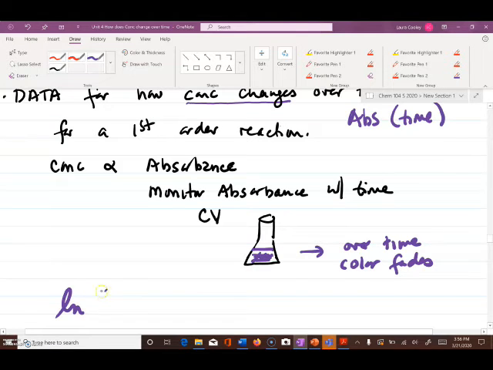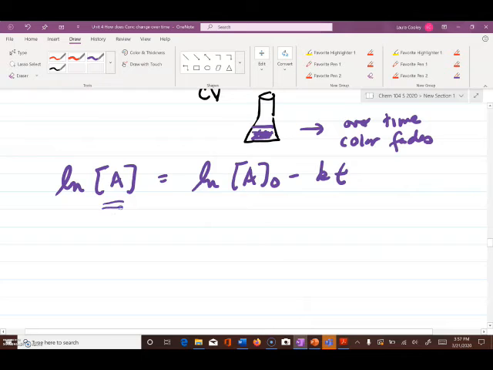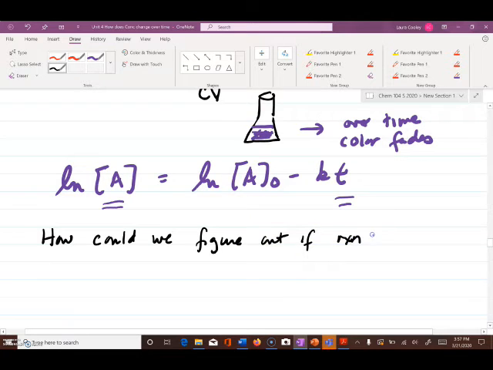The log of the concentration of A, the reactant, is the log of A0 minus kt. So if this is the equation that represents how the concentration changes over time, then it tells us what we can do to actually figure out if the reaction is first order. Suppose we didn't know the reaction was first order. How could we figure out if the reaction really is first order?